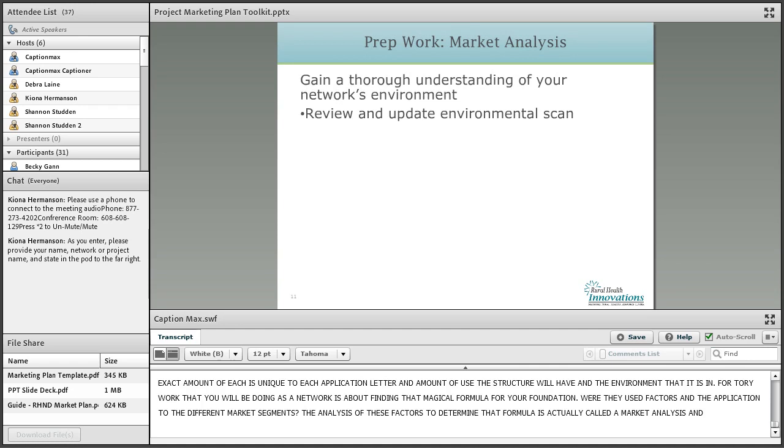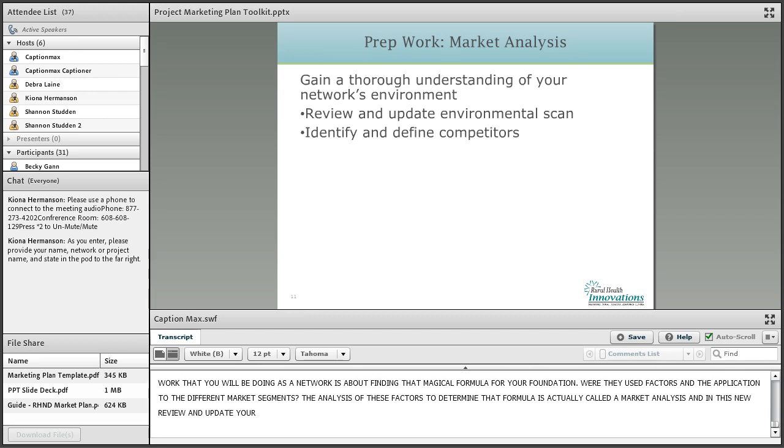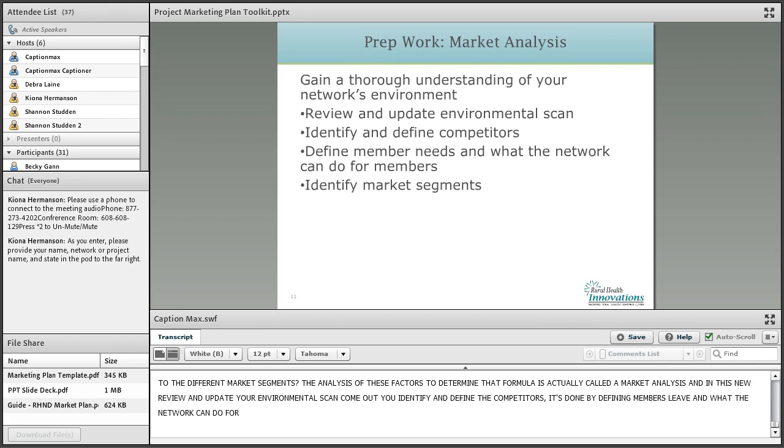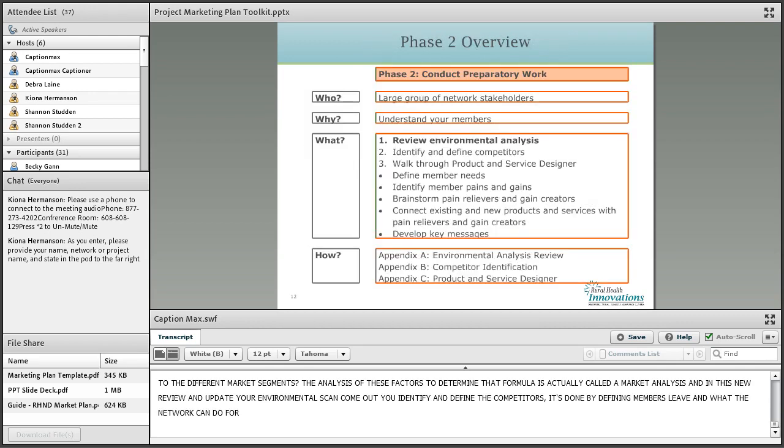The analysis of these factors to determine that right formula is actually called a market analysis. And in this, you review and update your environmental scan. You identify and define the competitors. It's done by defining members' needs and what the network can do for your members. And it's about identifying market segments.